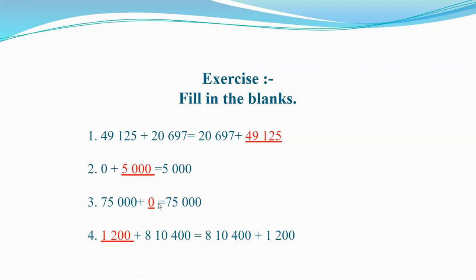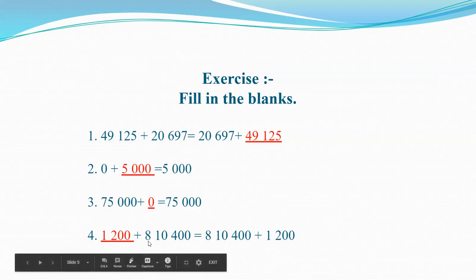That is 0. Now number 4, dash plus 8,10,400 equals 8,10,400 plus 1,200. So here which number is missing? This 1,200 means 1,200 is missing. That we have written here. Now the next one.